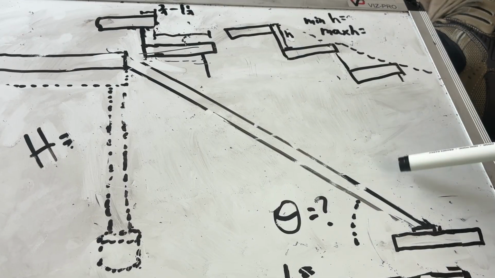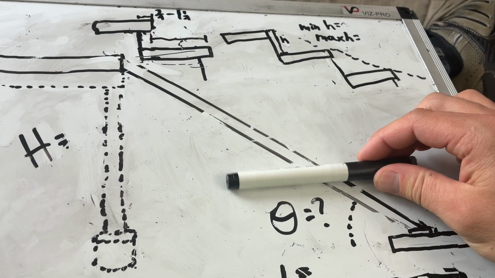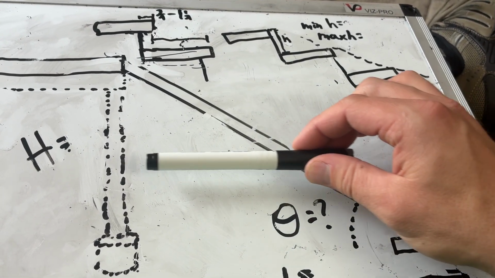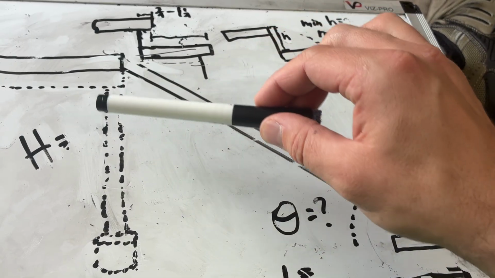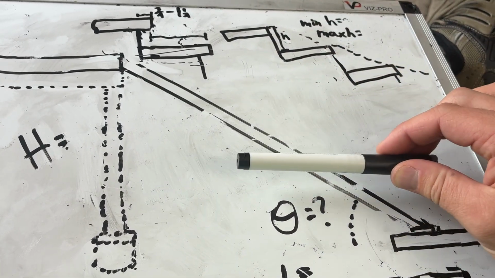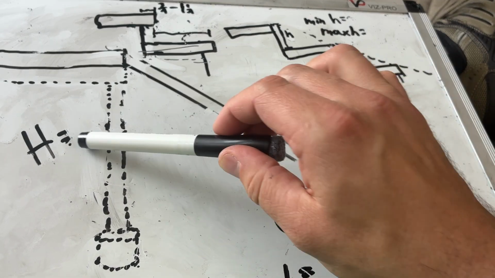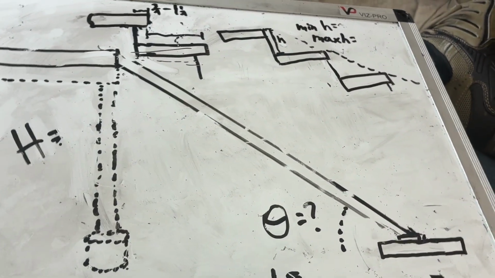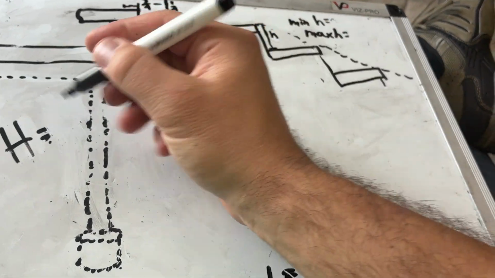Or if this side's the high side, you can put your board up here and hold it out level, and then measure from the top here of the deck to the bottom of the board here, and that's going to give you your total height. So that'll give us our total height here, which for this example, I'm just going to say is 15 foot.